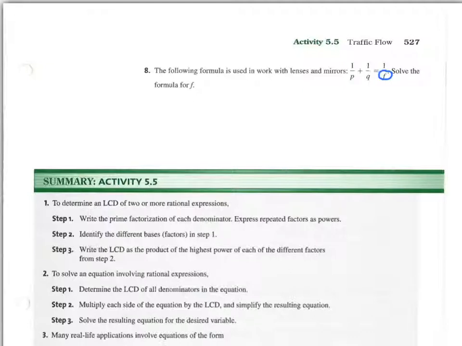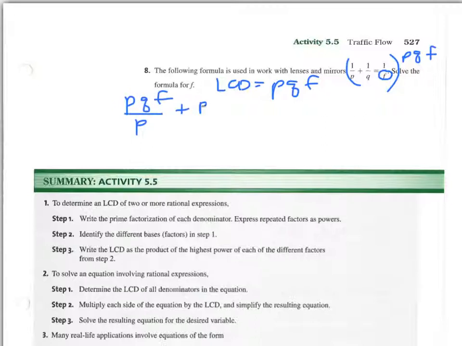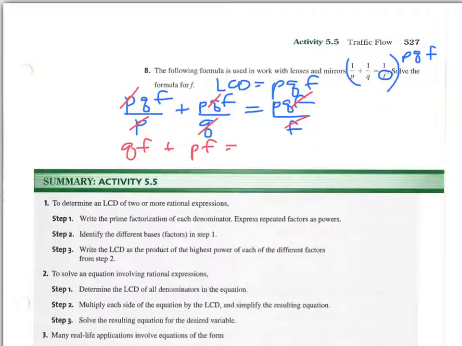So my first thing to get f alone is to get it out of the denominator. The LCD for all of this is PQF. So if I take the whole thing and multiply it by PQF, let's see what I get. I get PQF over P plus PQF over Q equals PQF over F. Okay, so let's do some crossing. The P's drop out of that, the Q's drop out of that, and the F's drop out of that. So I get QF plus PF equals PQ.